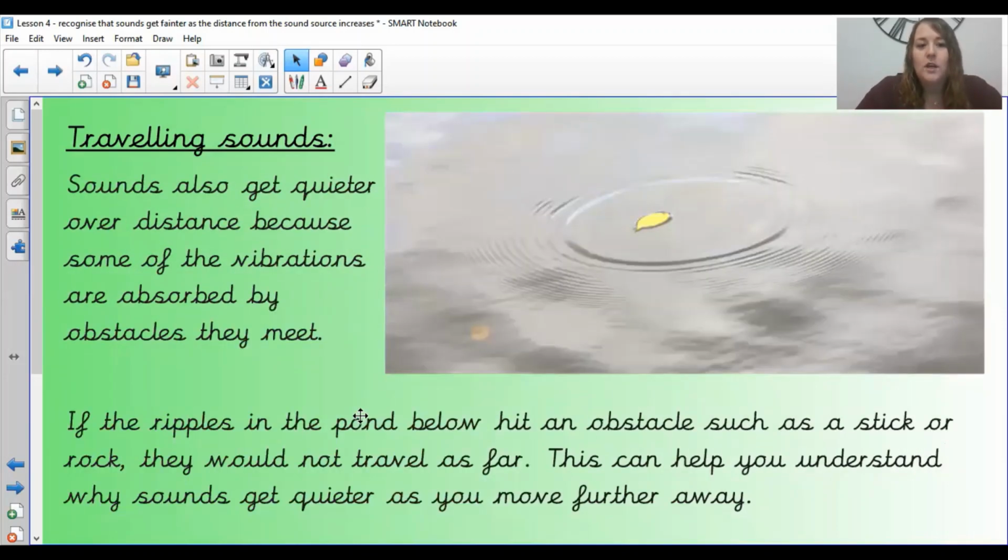It says sounds also get quieter over distance because some of the vibrations are absorbed by obstacles they meet. So if the ripples in the pond below hit an obstacle, such as sticks or a rock, they will not travel as far. This can help you understand why sounds get quieter as they move further away.